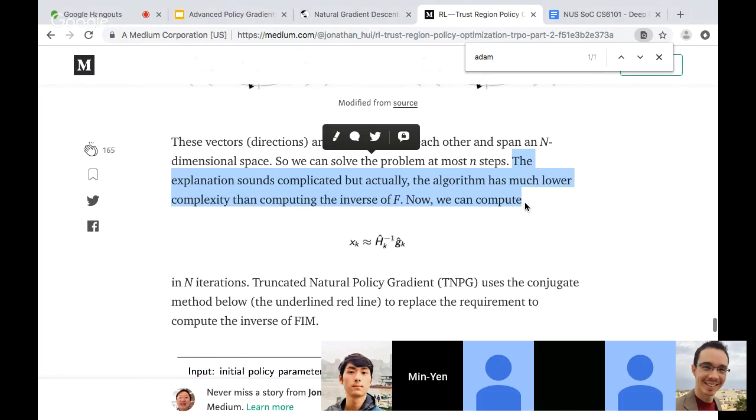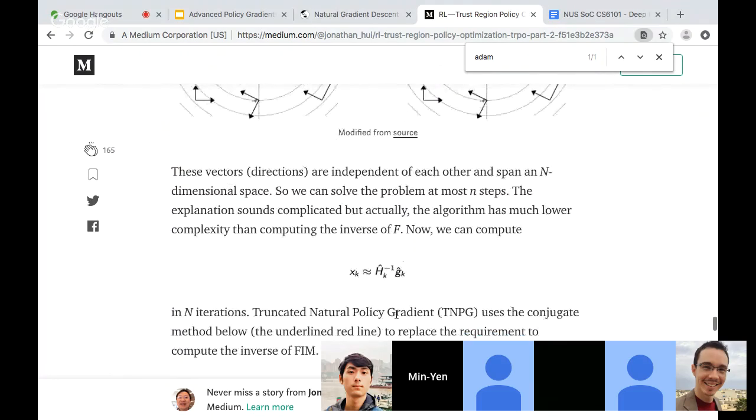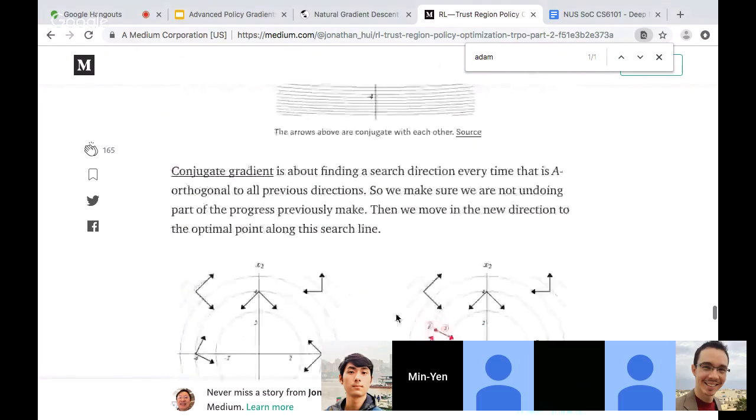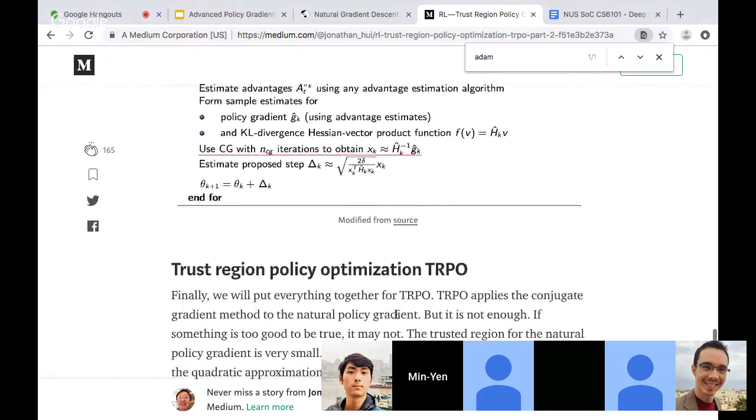This is one of the posts on trust policy, right? They say the inverse of the Fisher is very expensive, you don't want to do that. Instead, you want to do something else, which I haven't gotten to, but you can take a look at the conjugate gradient instead. And that leads us to the algorithm that was hinted at the end of the lecture, the trust region policy optimization.